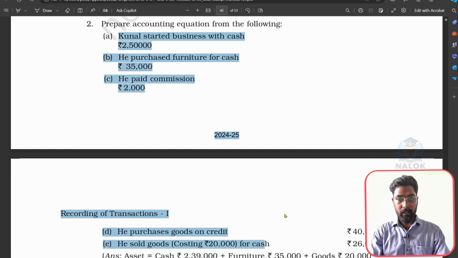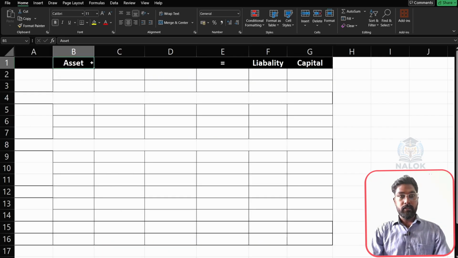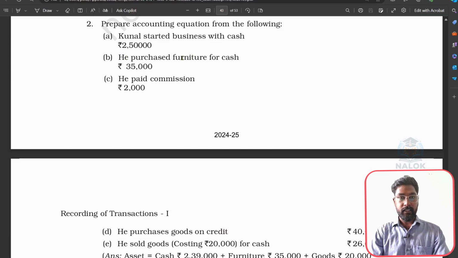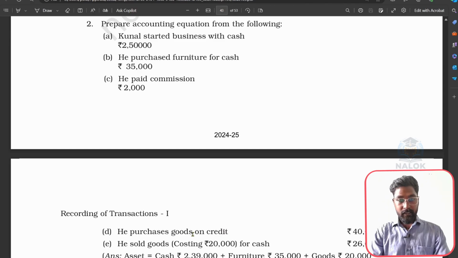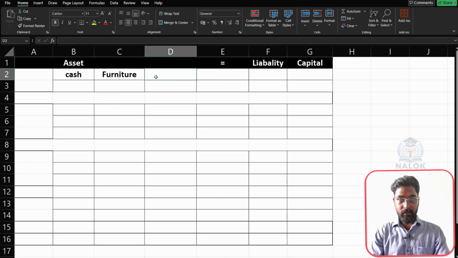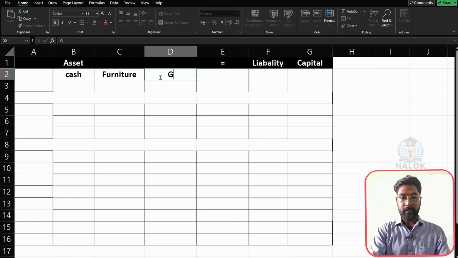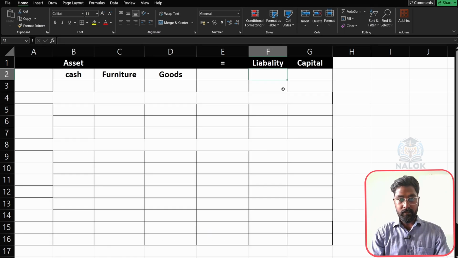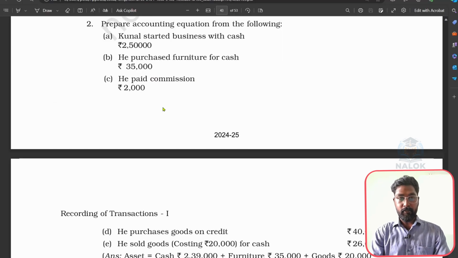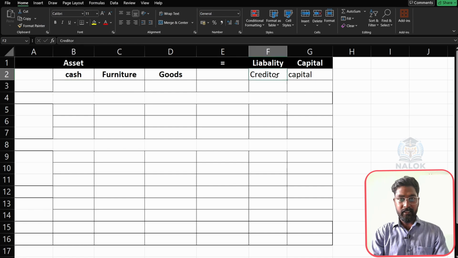Now let's prepare an accounting equation based on the formula. This is the accounting equation formula: Asset equals Liability plus Capital. Let's add cash in the asset section. What is the next asset influencing the asset side? Furniture. Furniture also comes under asset. He purchased goods on credit, so goods is an asset. Now for liability, we purchased the goods on credit, so there is a creditor, and then capital. So we made the distinction properly.